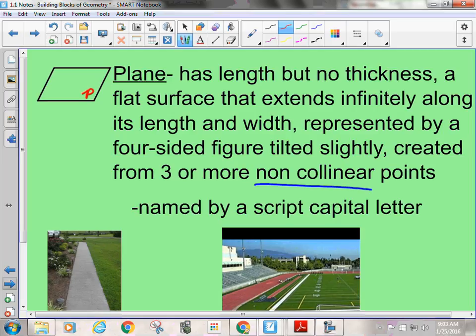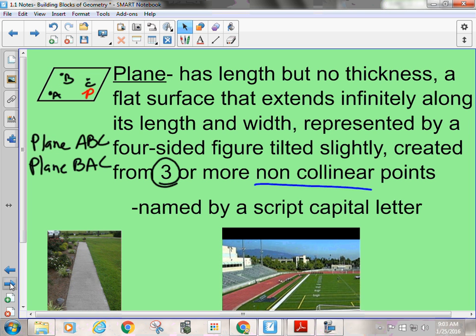We also can describe planes by the 3 points that are on it. And remember, they're non-collinear. We'll talk about that. So we could have plane A, B, C. We could have plane B, A, C. Any combination of those 3 points can make the name for the plane.